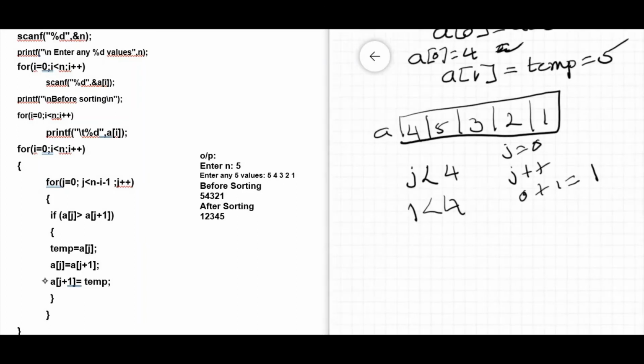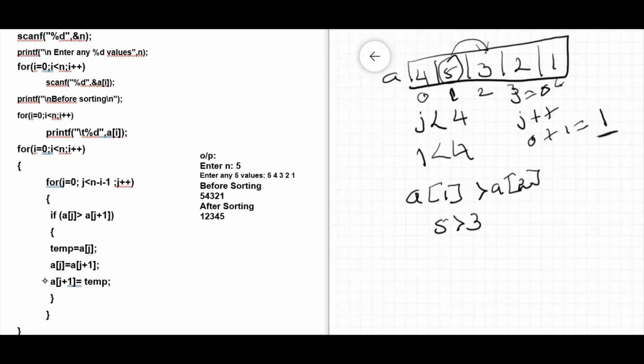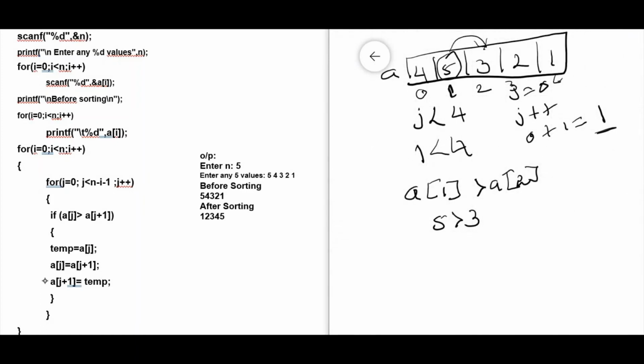Now again inside this for loop the if condition is checked. So here a of j, with j now 1, a of 1 is compared with a of 2. Now a of 1 is this. So this is 0, this is 1, this is 2, 3, 4. Now a of 1 is compared with a of 2. So 5 is compared with 3. 5 is greater than 3. So it performs an exchange of the two values, a of 1 with a of 2.